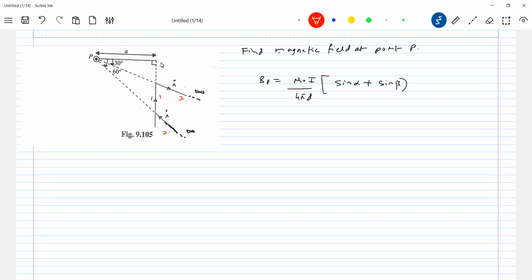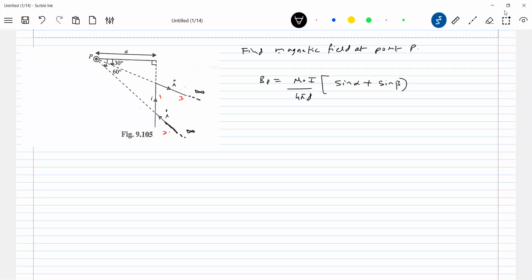And due to 2 and 3, how much is B at point P? Should be 0, no? Because the point P lies on the axis of the conductor. Similarly, point P lies on the axis of the third conductor. 3 and 2 are semi-infinite wires. One end is at infinity, the other is at a finite point, and the point P lies on the axis of the conductor.